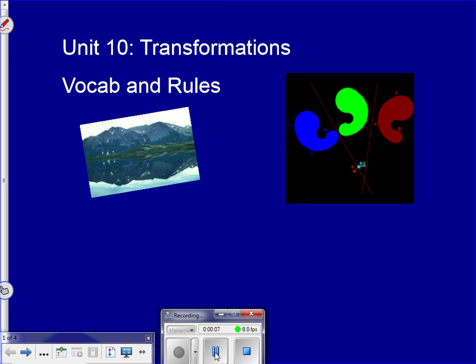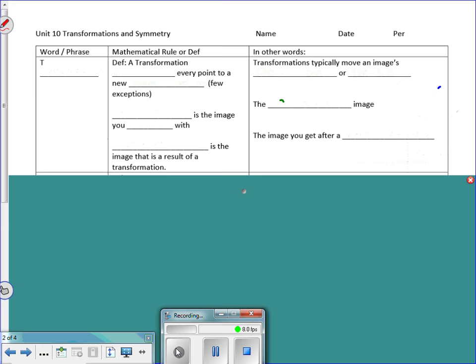This is going to be our first video of this section where we're going to learn some vocabulary words and some rules for the transformations. Some of the transformations that we're going to be dealing with, you've actually dealt with in previous years. We're going to look at reflections, rotations, translations, and dilations. Let's get started.